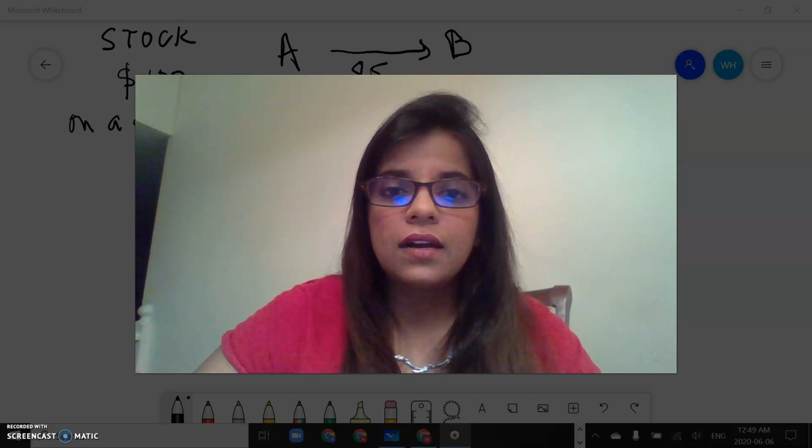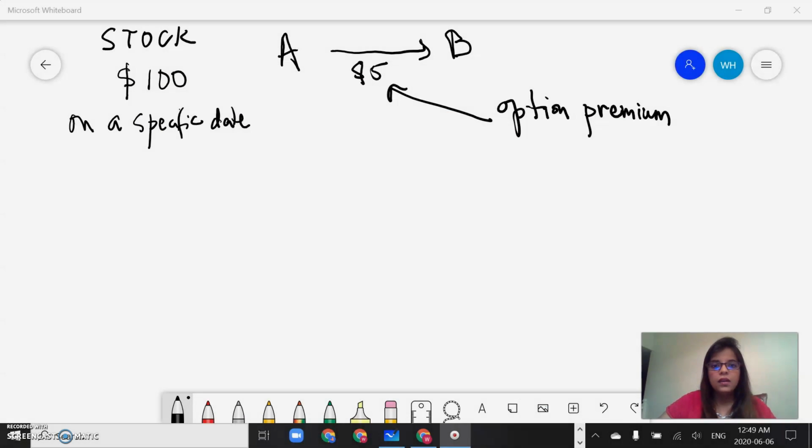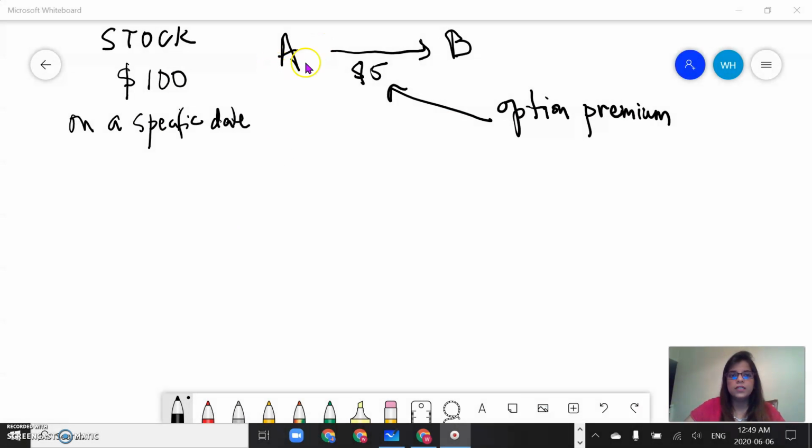Hello, let's use an example to understand the call option a little better. Let's assume that we have two parties, party A and party B, where party A purchases a call from party B to buy a specific stock at a specific price, which is $100 on a specific date. For this, A pays B $5, and this $5 is known as the option premium.